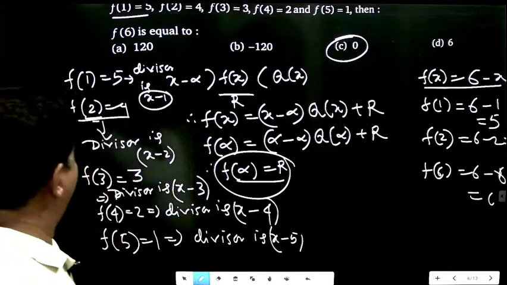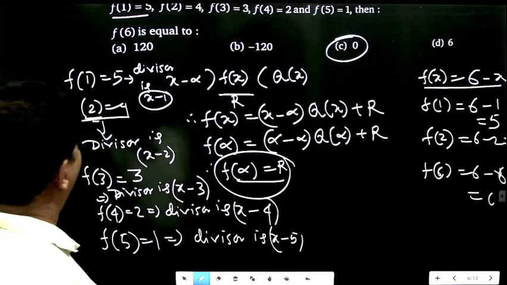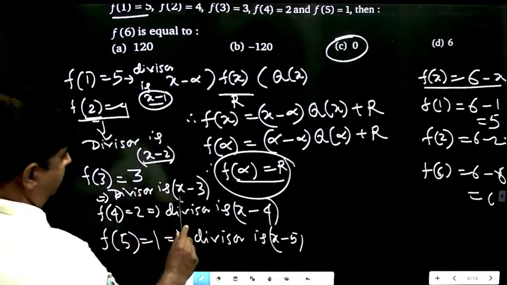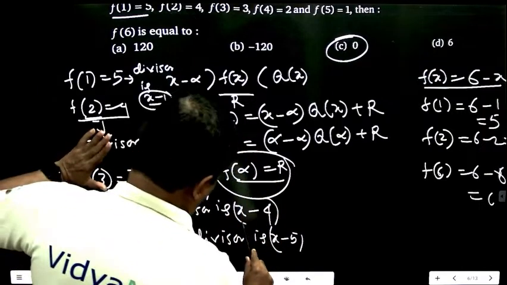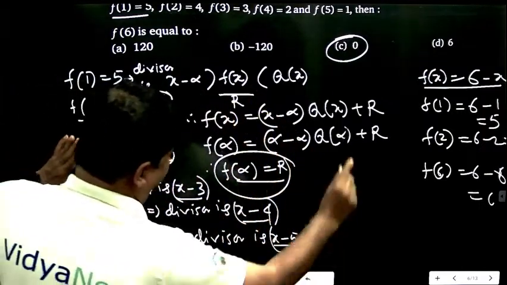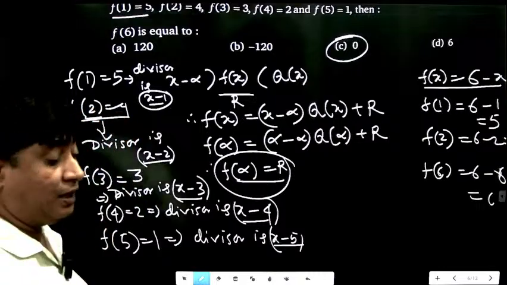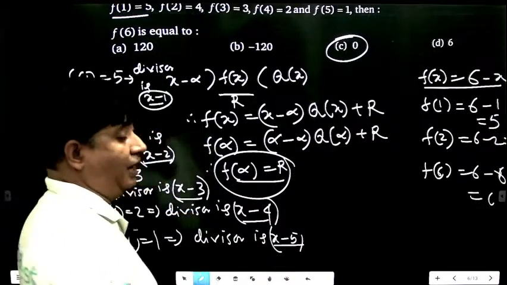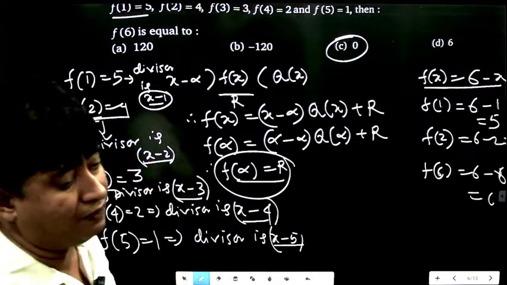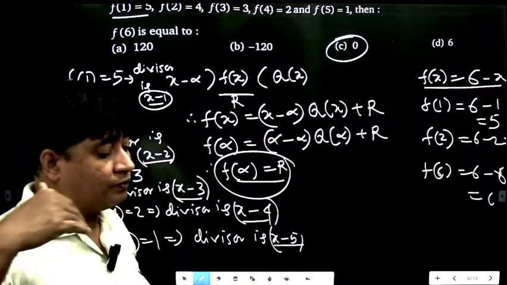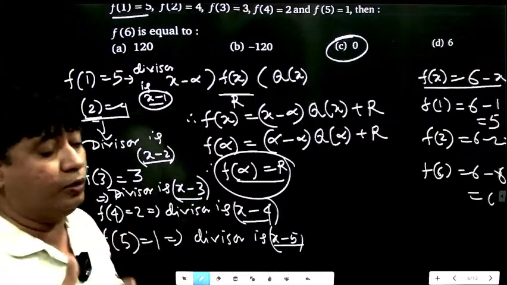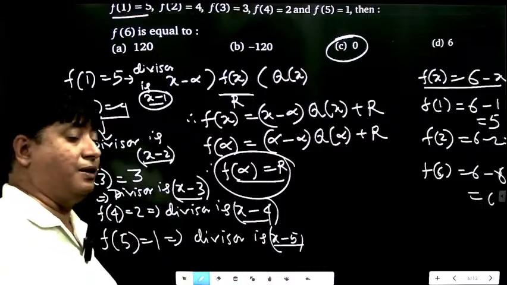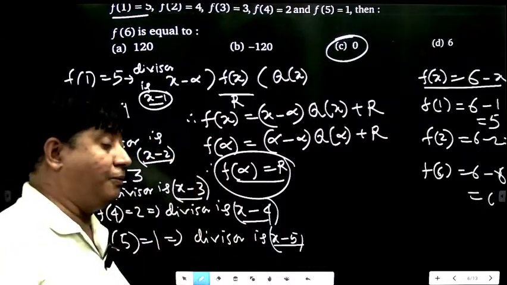So यहाँ पे देखो, f(x) can be divided by x minus 1, also by x minus 2, also by x minus 3, also by x minus 4, also by x minus 5. So f(x) can be divided by all its product. Like 10 or 20, it can be divided by 2 into 5, 2 and 5 and 10. So 20 can be divided by 2 into 5 into 10.